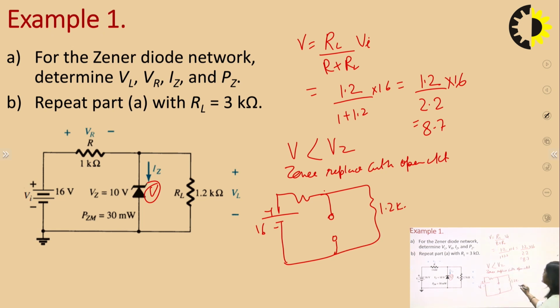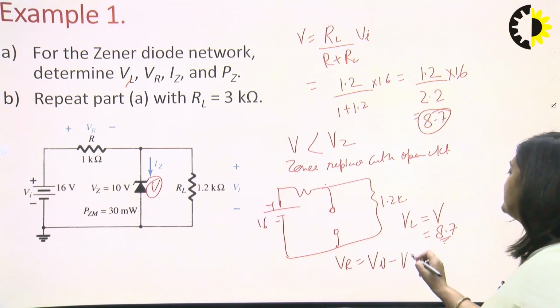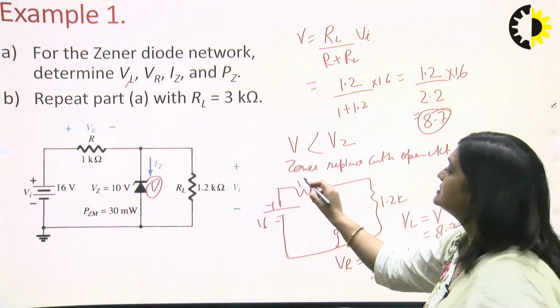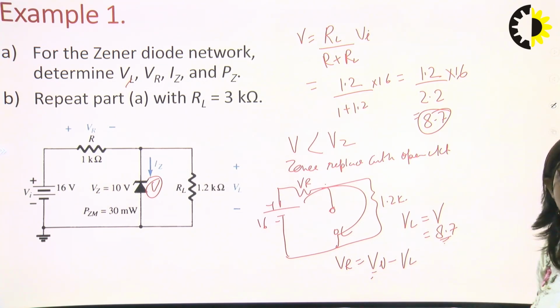So in this case, when Zener is open, our output VL is equal to V. So here VL is equal to 8.7. It may be different also, I have not calculated here. So it is 8.7. So here now the output voltage, this VL we have calculated, is equal to 8.7. Now VR would be equal to this Vi minus VL, because this is a VR, we can apply KVL here. So we can find the value of VR here.